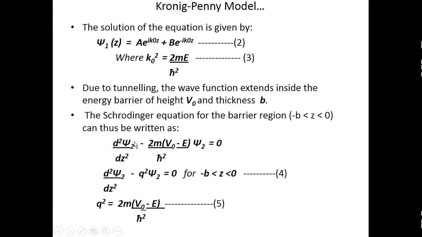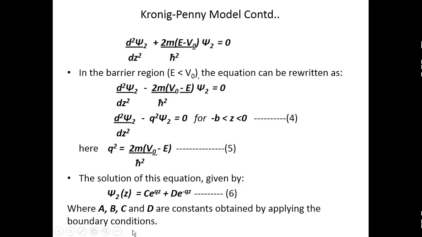That is why, on the barrier region, the wave function is psi 2, that is d square psi 2 by dz square minus 2m (V0 minus E) by h cut square psi 2 is equal to 0. This can be reduced like this: d square psi 2 by dz square minus q square psi 2 is equal to 0 for the region minus b less than z less than 0, where q square is equal to 2m (V0 minus E) divided by h cut square. Okay, where h cut is the reduced Planck constant that you might have already learned.